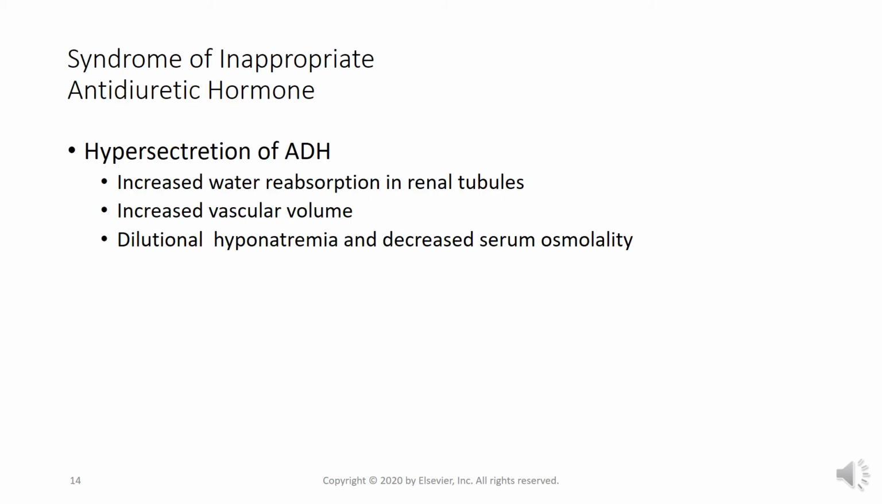So first we're going to start with hypersecretion of ADH, so increased secretion of ADH. Syndrome of inappropriate ADH. So you'll see that abbreviated as SIADH. And this really causes problems with fluid balance. So you have increased water reabsorption in the renal tubules, increased vascular volume, and we're really concerned about sodium. So when we talk about the disorders of ADH, because its major function is on water regulation, the main electrolyte that we're going to be looking at is sodium.